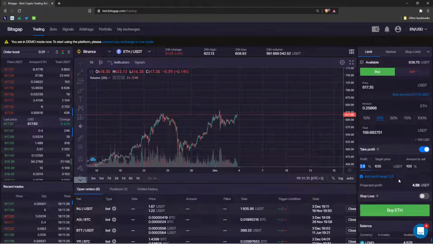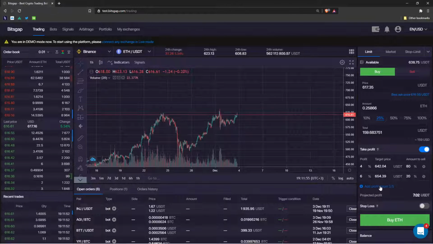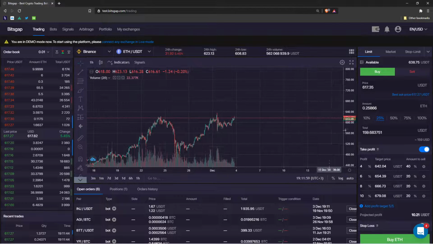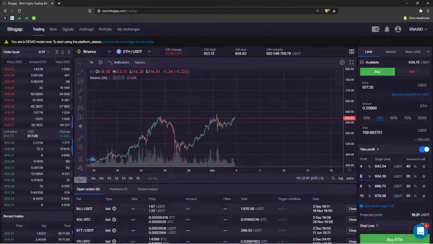You can also play with the profit. So no need to set the target price, you can set the profit. Let's say you want 4% profit, and it will automatically calculate the price at which this profit is achievable. So that's 642 in this case. Then you can add multiple take profit levels, and by that you just spread the risk.